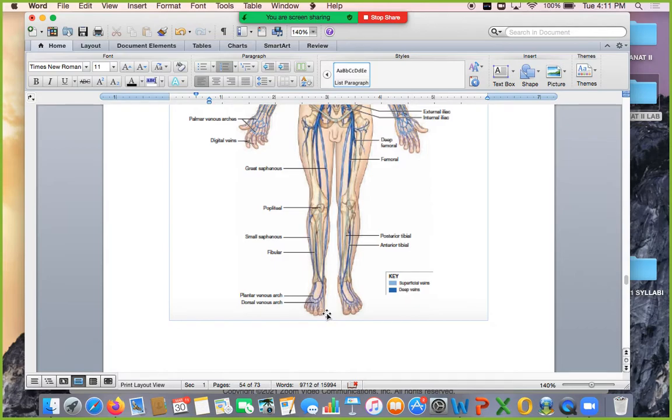But if we look at our feet, we're going to start with the plantar venous arch, the dorsal venous arch. These are going to feed up into the fibular. We also have the small and the great saphenous. The great saphenous is going to run the full length of the leg. The small saphenous is going to meet at the popliteal.